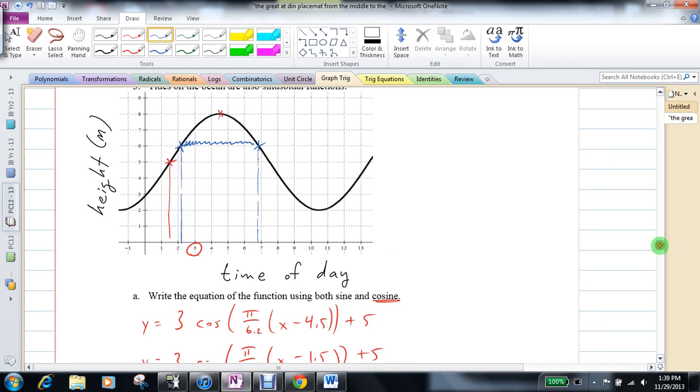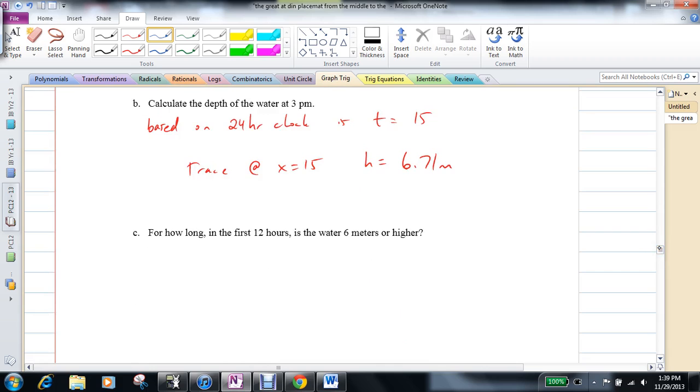Now when you do that, those intersection points will be found at 6.929 and 2.070. Now I'm asking for how long.